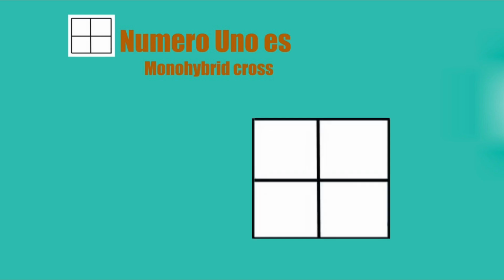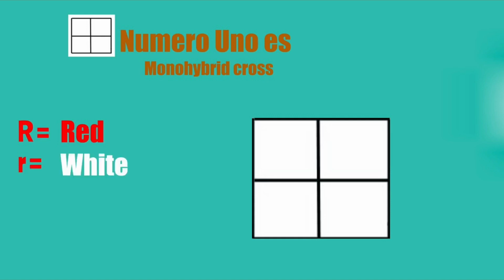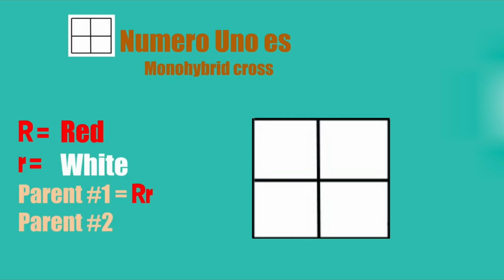The first Punnett square we will be looking at is a monohybrid cross. These are a standard 4x4 grid. In this example of a Punnett square, the traits will be represented by an R. The dominant trait codes for the color red. The recessive trait will code for the color white. The genotype of the first parent is a capital R, lowercase r, making the parent red. The second parent's genotype is a lowercase r, lowercase r, making this one white. We input them into the Punnett square like this.